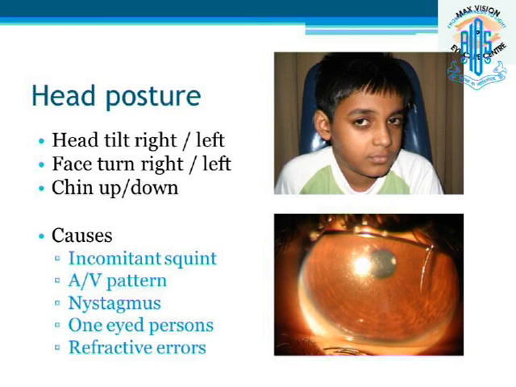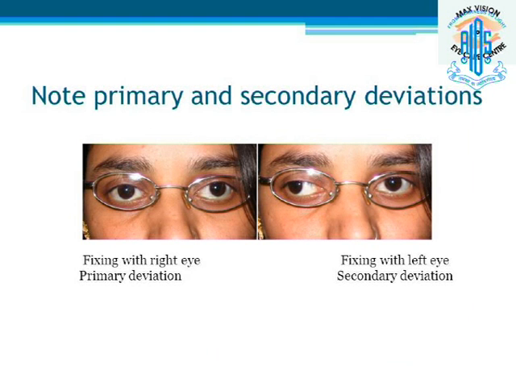Head postures could be a tilt, turn, or chin up or down. The causes could be incomitant squint, A-V pattern, nystagmus, one-eyed persons, or refractive errors. A single trichiatic lash can also give you a head posture, so one has to look into the patient's presentation very keenly. Also note the difference between the primary and the secondary deviation.